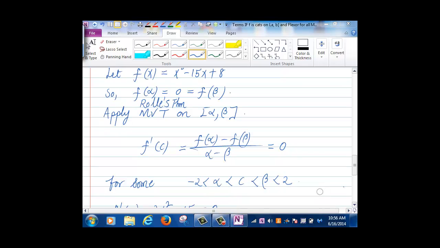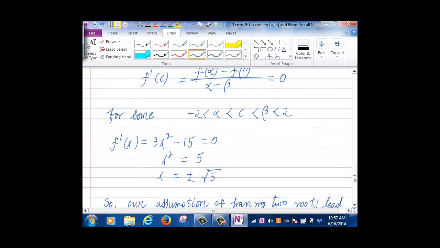However, we know exactly what the derivative of the function f is, and we know exactly where the derivative vanishes, which is at root 5 and -root 5. So that's the contradiction. My assumption leads me to the conclusion that the derivative must vanish at some number between -2 and 2, but I know exactly where the derivative vanishes, and these are not points inside -2 and 2. So that's the contradiction. Okay?